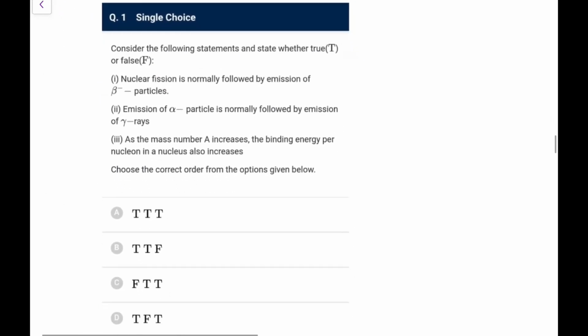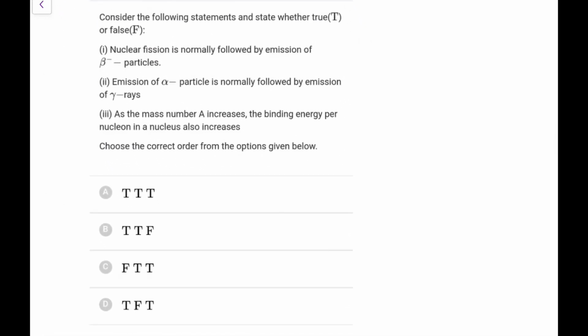Consider the following statements and state whether true or false. Nuclear fission is normally followed by emission of beta minus particles. Yes, because the products formed have a greater N by Z ratio than needed for that mass number, because we know for stability the N by Z ratio increases with increase in mass number. So to bring that N by Z ratio to the required level, this is a true statement.